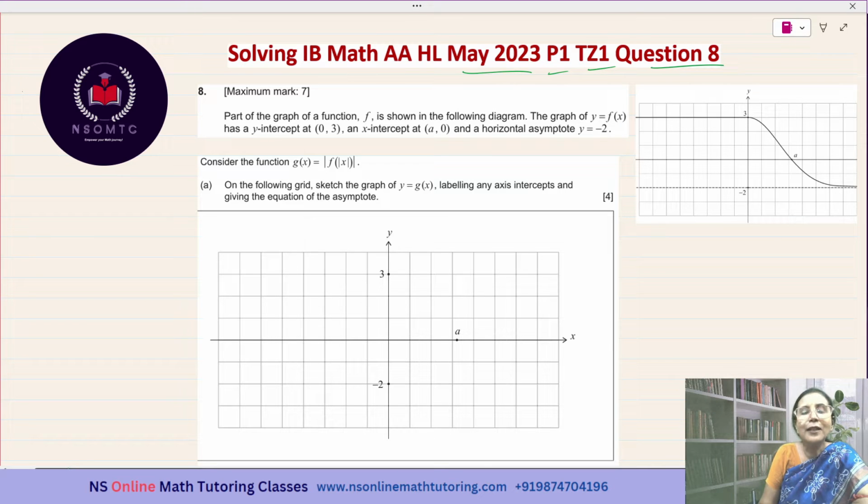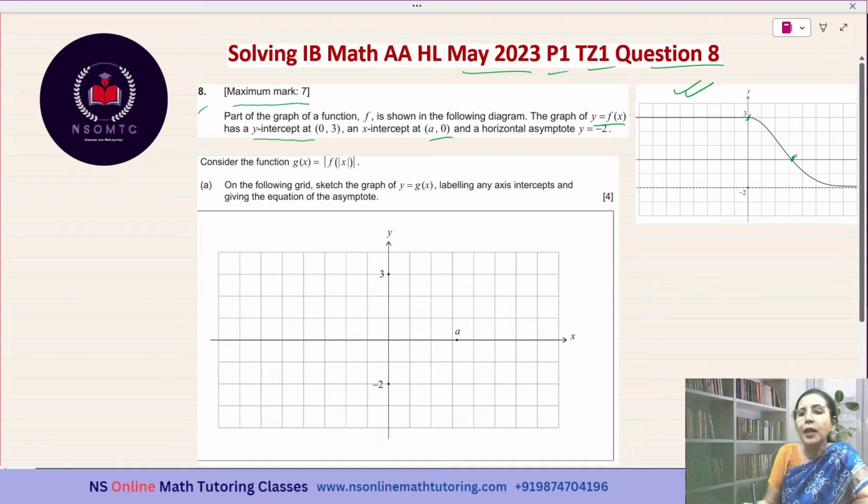So without any further delay, let us start answering question number 8. The maximum mark is 7. Part of the graph of a function f is shown in the following diagram. This is the diagram. The graph of y equal to f of x has a y-intercept at (0, 3). This is the point. And an x-intercept at (a, 0).